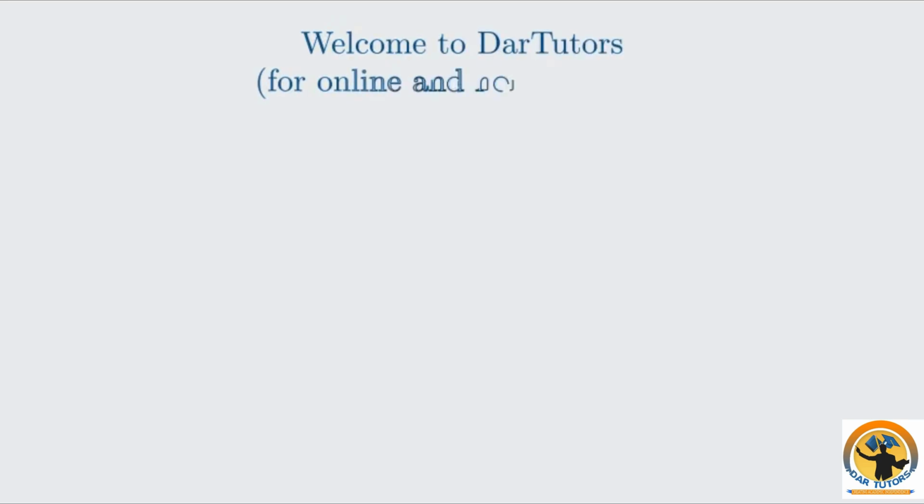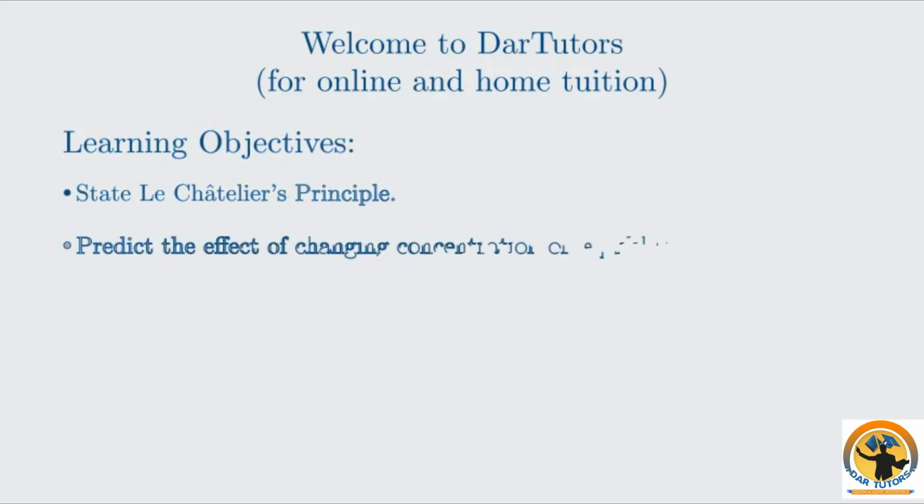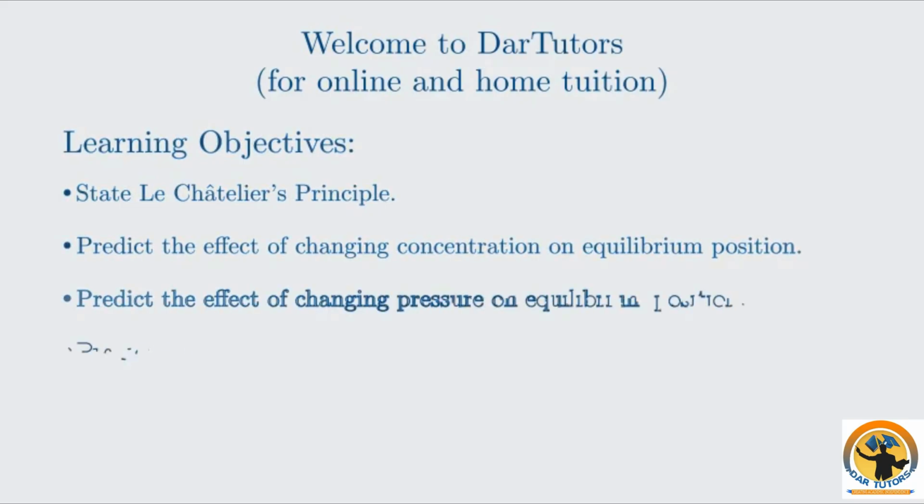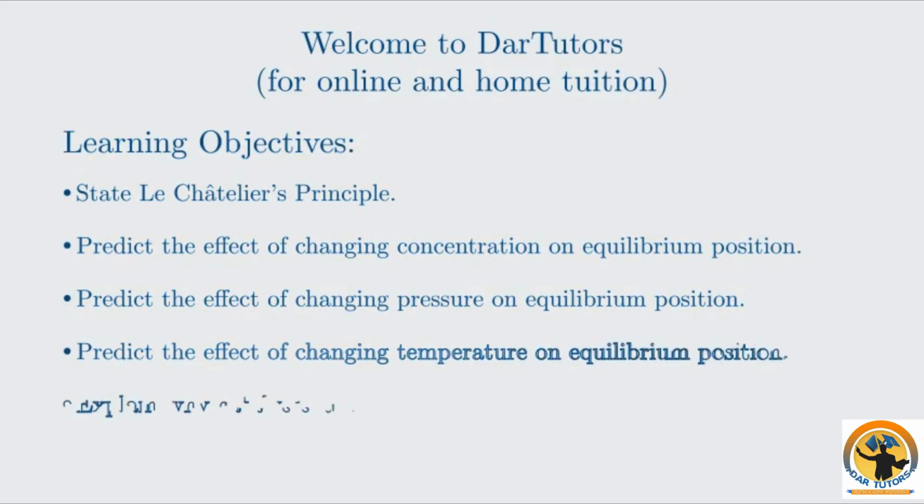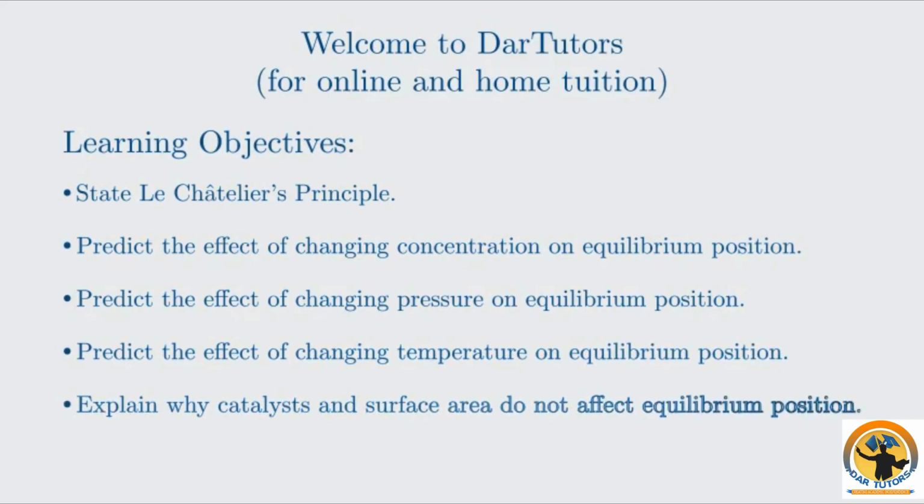Welcome to DAR Tutors. Today, we will explore the factors that shift the position of chemical equilibrium. The goal of this session is to understand Le Chatelier's principle and apply it to predict changes in equilibrium systems when conditions like concentration, pressure, and temperature are altered. This topic is a fundamental concept in chemical kinetics and thermodynamics, crucial for the IB Chemistry higher level curriculum. Let's begin by stating Le Chatelier's principle.